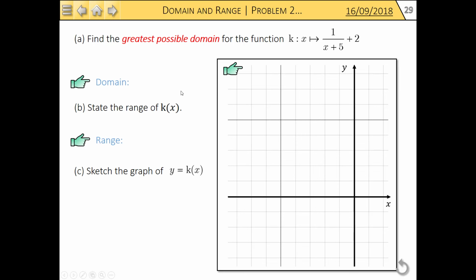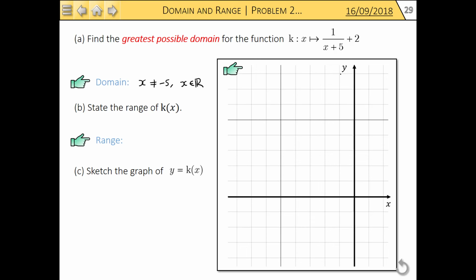Welcome back. Hope you had a go at this problem first. We need to find the greatest possible domain for the function k of x is 1 over x plus 5, plus 2. So for this fraction, we cannot put the value of x equals negative 5 because negative 5 plus 5 would give us 0 on the bottom of the fraction. Therefore, we can write x is not equal to negative 5, where x is a real number.